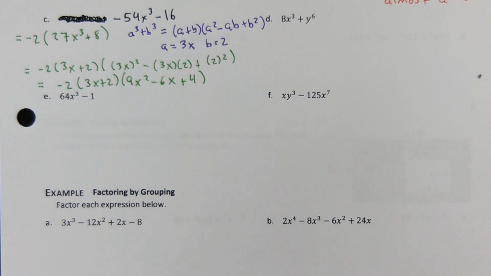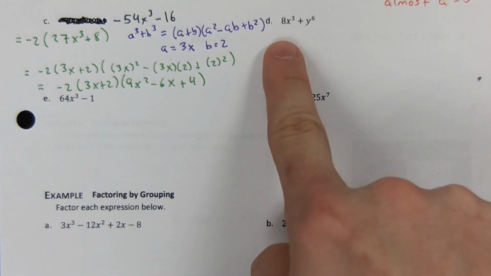Next, this one. Always on the lookout for a GCF? There isn't one. Okay, life is good. No GCF. 8 is a perfect cube. That exponent is divisible by 3, so it's a perfect cube. That exponent is divisible by 3, so it's a perfect cube. This is a cubed plus b cubed.